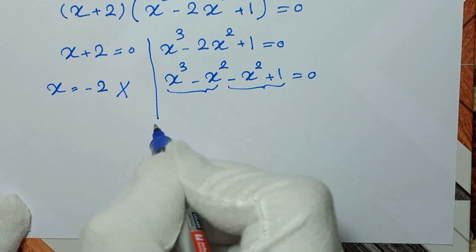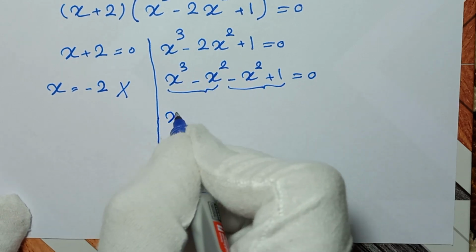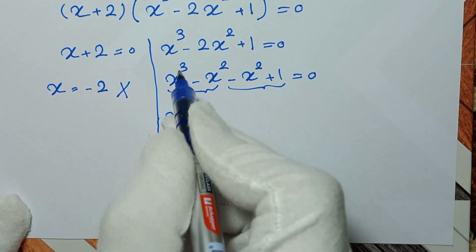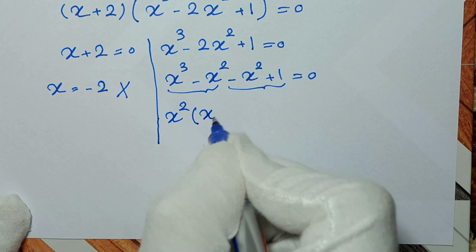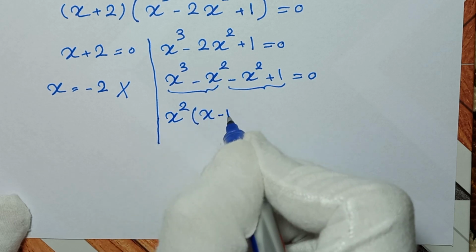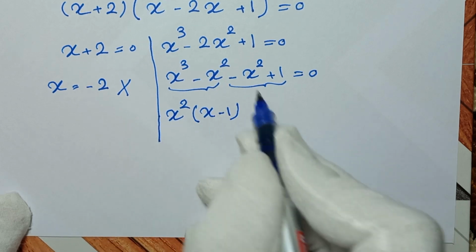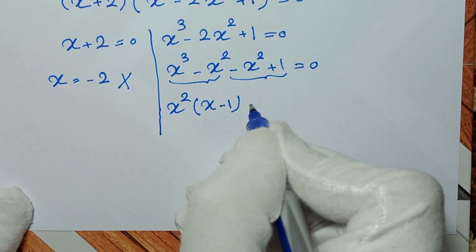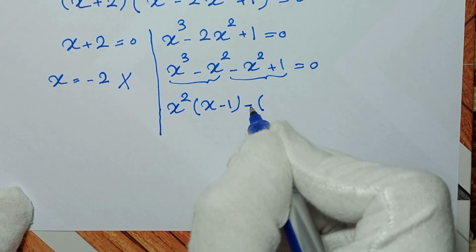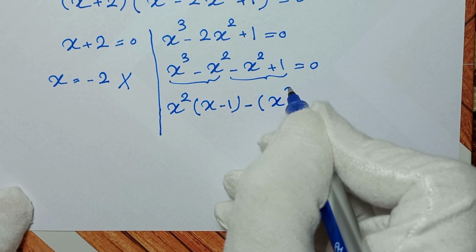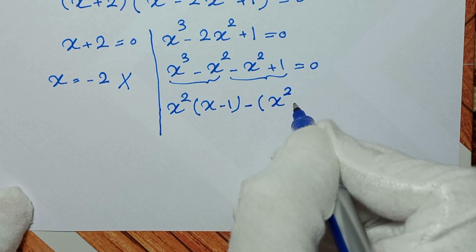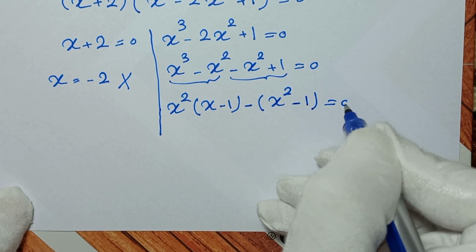And in here, we take these 2 parts together and these 2 parts together. From these 2 parts, we factor x squared. It will be, this divided by x squared is x, and this divided by x squared, it will be negative 1. And from these 2 parts, we factor negative 1. It will be, this divided by negative 1, it will be x squared, and this divided by negative 1, it will be negative 1, is equal to 0.